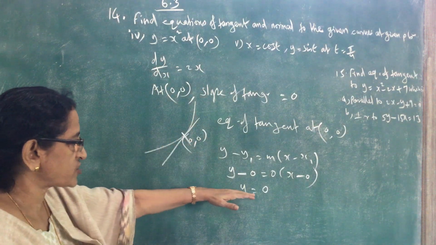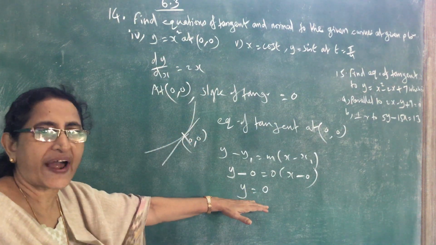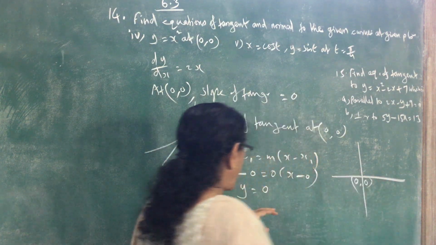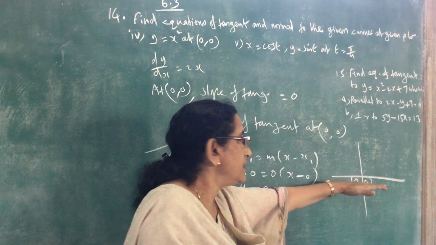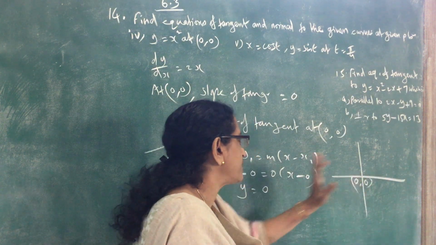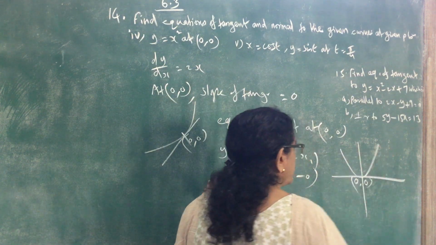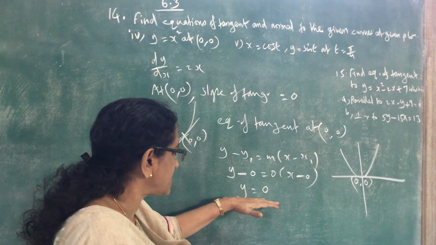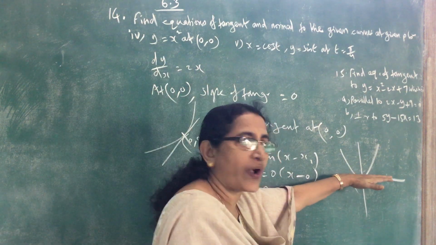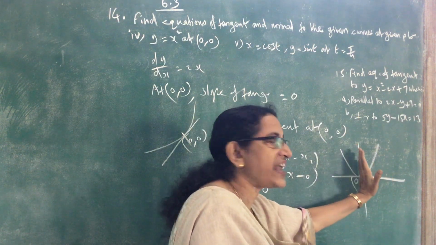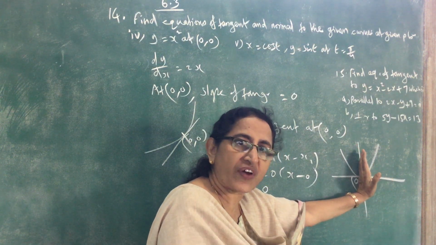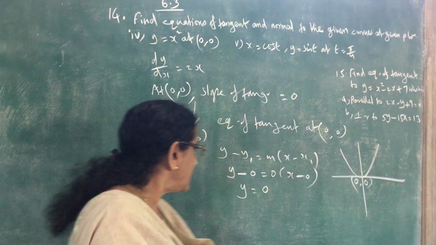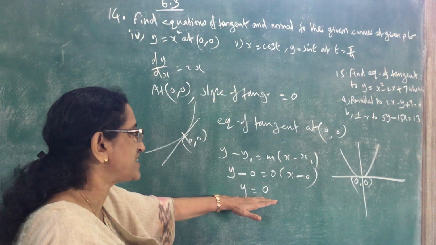So the equation of tangent is y equal to 0 at the point, the origin. See, this is the origin, (0, 0). So the equation of tangent is the x-axis. See, this is the curve actually, the parabola, x square equal to y. So the equation of tangent is the x-axis. So what is the equation of the normal? That is the y-axis, that is x equal to 0. Equation of y-axis, x equal to 0. Equation of x-axis, y equal to 0. So this is the equation of tangent.